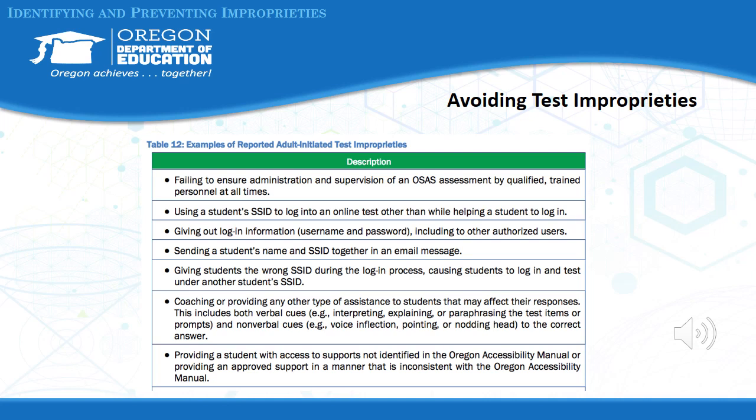The tables in sections 3.1 and 3.2 of the TAM provide multiple, though not exhaustive, examples of both adult and student-initiated test improprieties. These examples should be reviewed with all test administrators as practices to avoid. Please emphasize the importance of covering up materials that are posted on the walls, whether in classrooms, computer labs, libraries, or other testing locations. If there is any doubt, please cover it up.